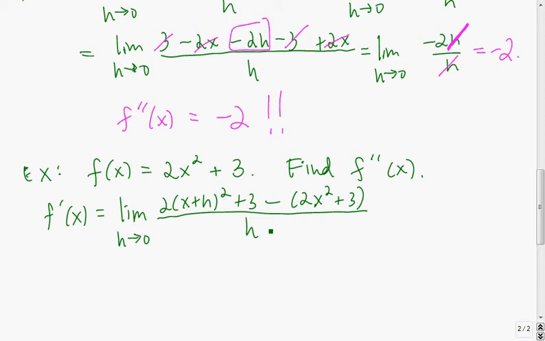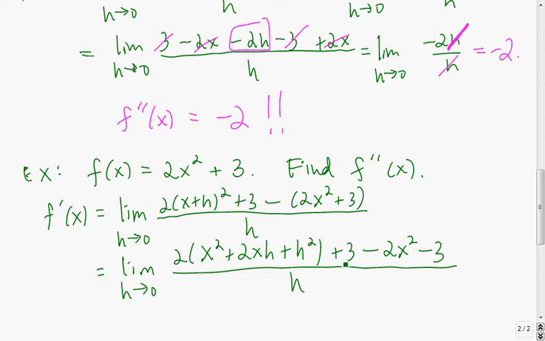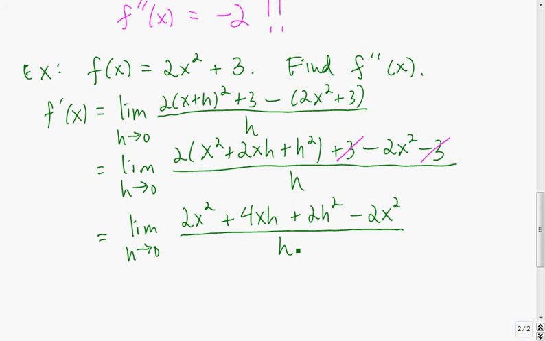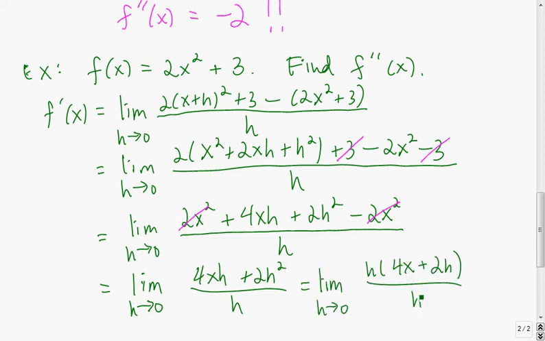Okay, so first we're going to find f prime of x, so that's equal to this limit here. Next, you're going to multiply this out and take care of the negative. Next we will cancel the 3's and distribute that 2. Now we'll get rid of the 2x squared. Next we will factor out an h. Then we can cancel the h's and evaluate the limit. So we have the limit as h goes to 0 of 4x plus 2h, and we substitute 0 in for the h, we get just 4x. So f prime of x is 4x.